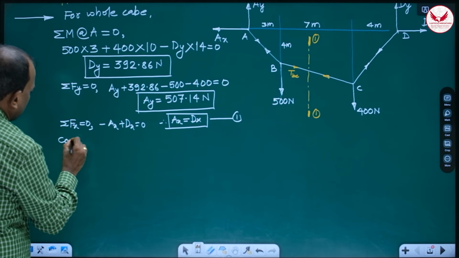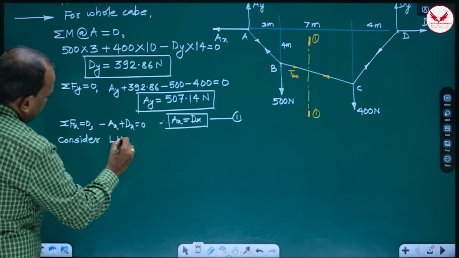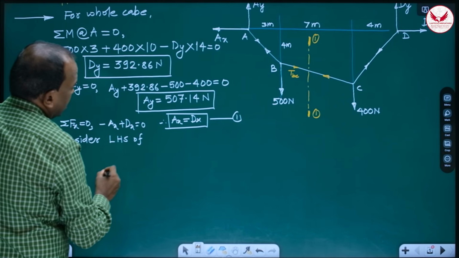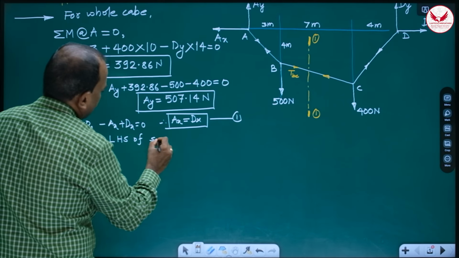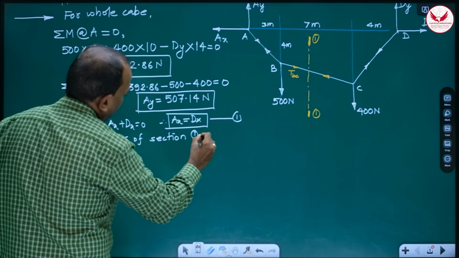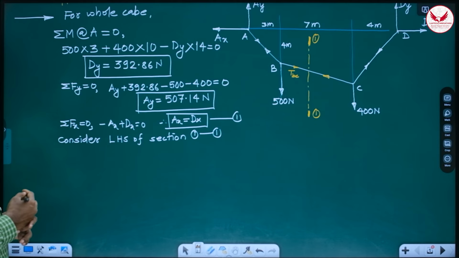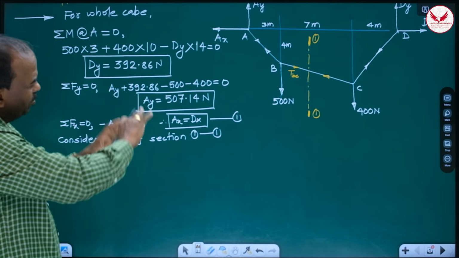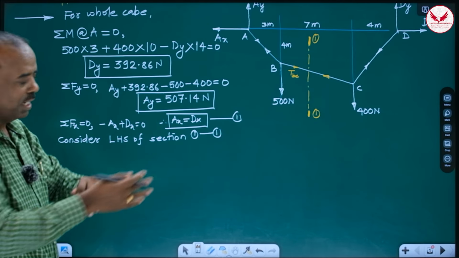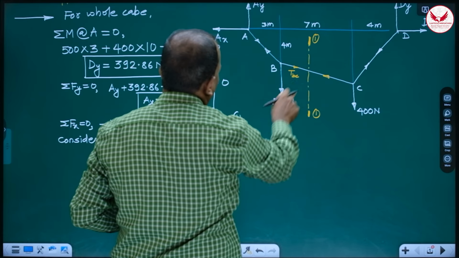Consider LHS of the section, that is the section line, cutting plane line 1-1. If you consider this, there is no need to draw another sketch. From the same sketch, you can consider LHS and RHS. And on the left hand side, see now again, these are the forces.